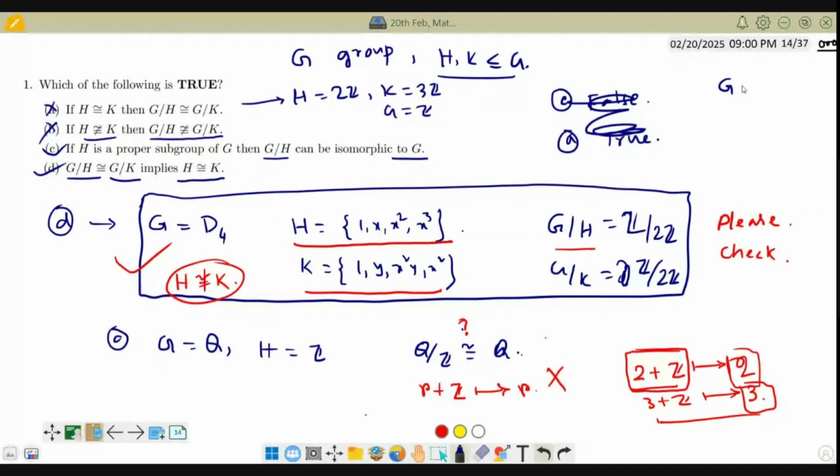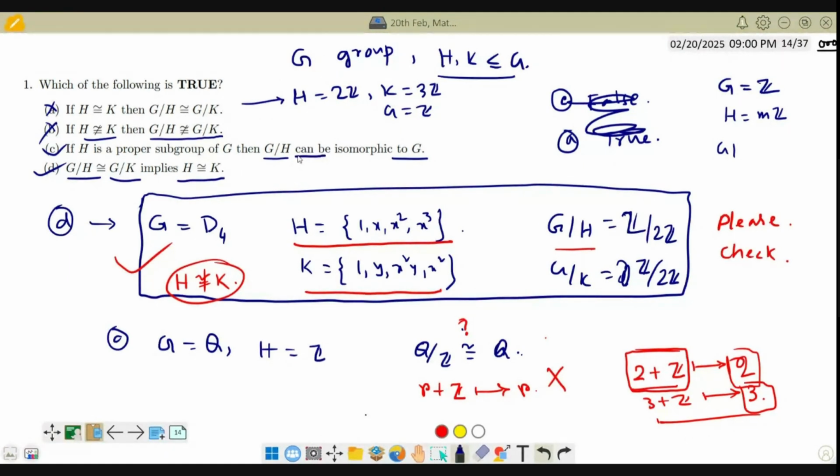So what is your G? G is Z. Is it? Integers. Okay, fine, sorry. H is nZ, a subgroup nZ. Is it possible? Yes, that's why it says can be.